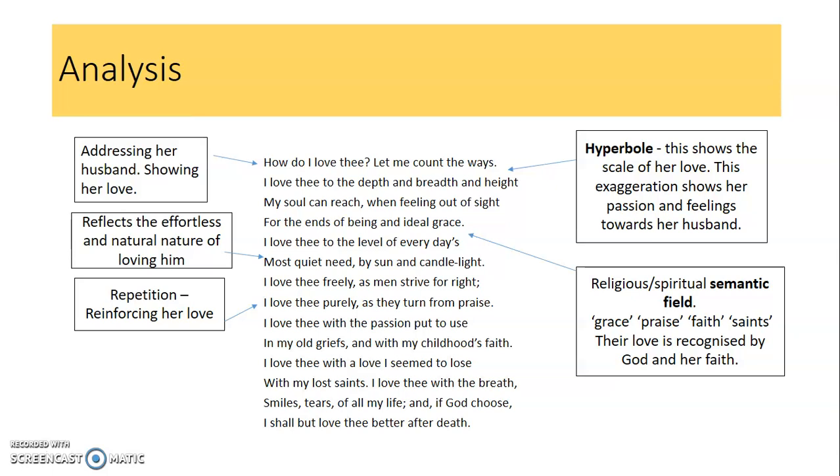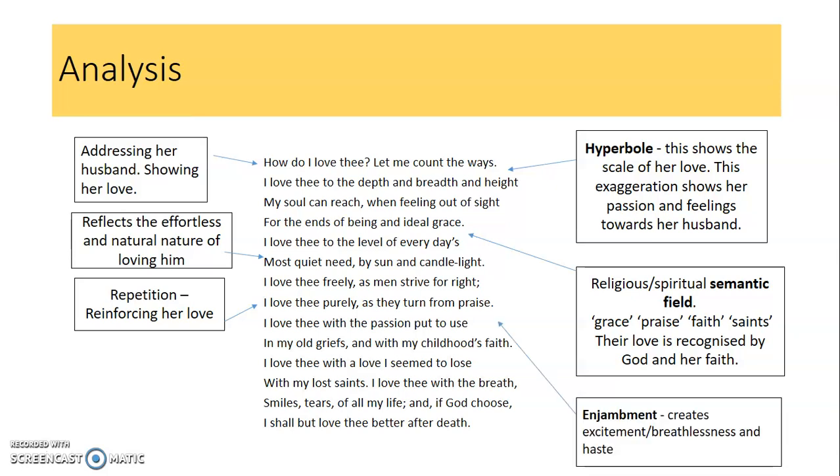I love thee with the passion put to use in my old griefs and with my childhood's faith. I love thee with a love I seemed to lose with my lost saints. I love thee with the breath, smiles, tears of all my life, and, if God choose, I shall but love thee better after death. Now another technique that I just want to pick up on is the use of enjambment.